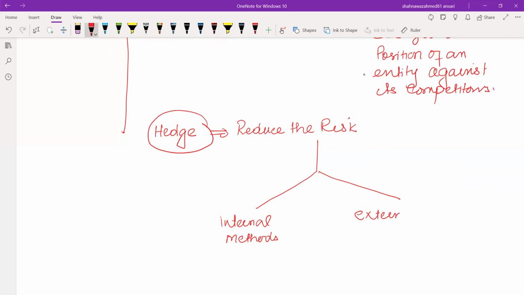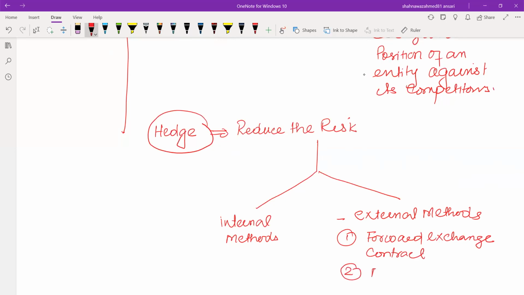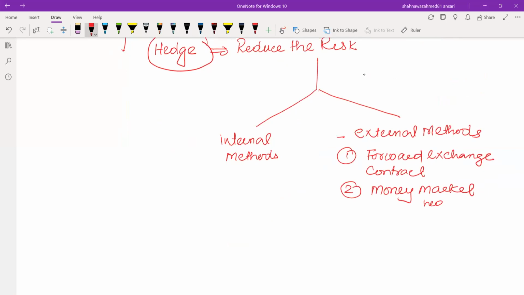From the examination point of view, the important external method that we have to apply is the forward exchange contract. Typically, there is a question on forward exchange contract. And an important one is money market hedging. Money market hedging is also a very, very important topic. Similarly, we have some derivatives like the currency future contract. We have the currency option contract.